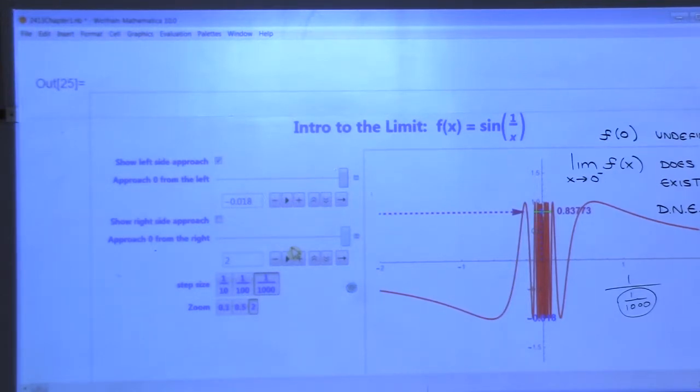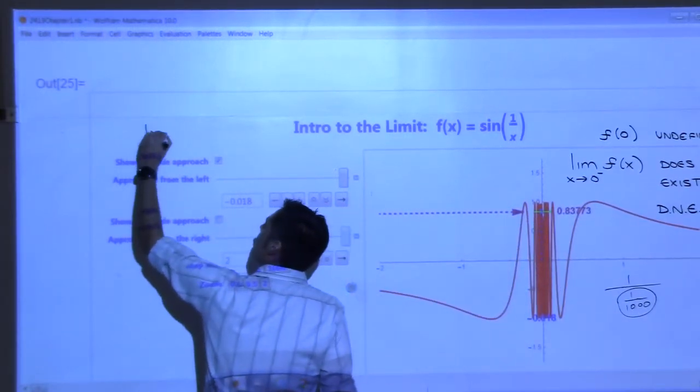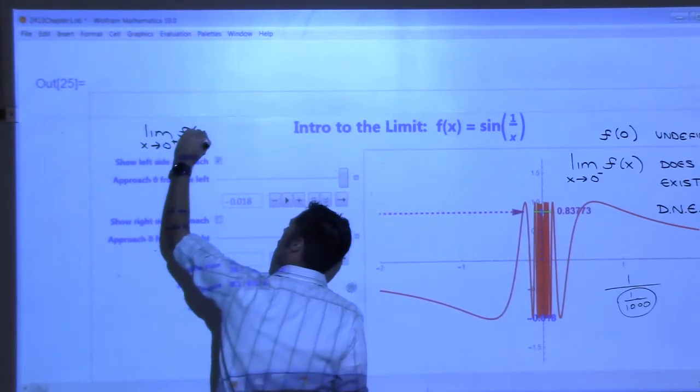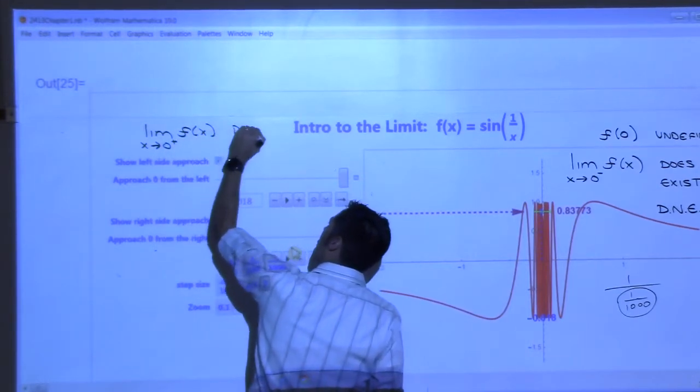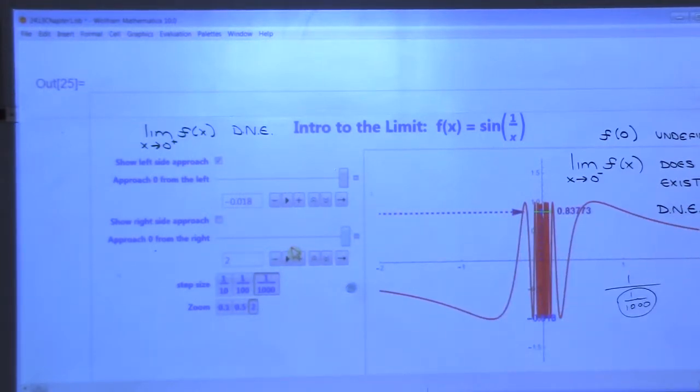How about the limit from the right-hand side? What's the limit as x approaches 0 from the right of this function? DNE, does not exist. This is the first time we've seen that a limit cannot exist.